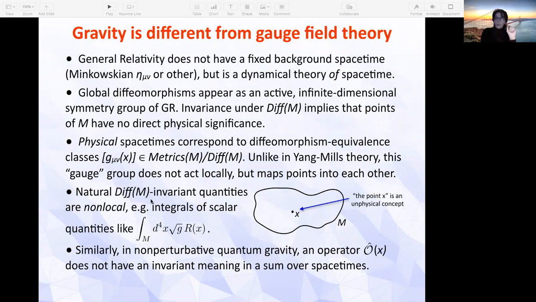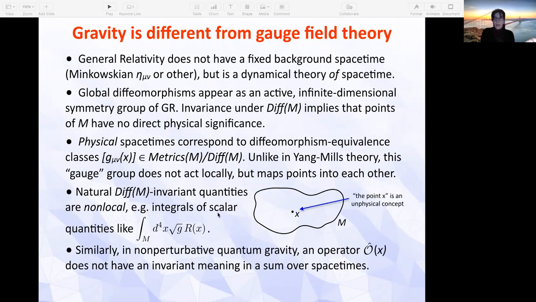So what happens when you try to identify diff M invariant quantities? They are most easily constructed by taking just scalars and integrating them over all of space-time. As I've done here, an obvious example is to take the Ricci scalar, I mean, the double contraction of the Riemann tensor, and integrate this over all space-time. So that is a diff M invariant quantity, but it has this somewhat nasty feature, of course, of being very non-local.